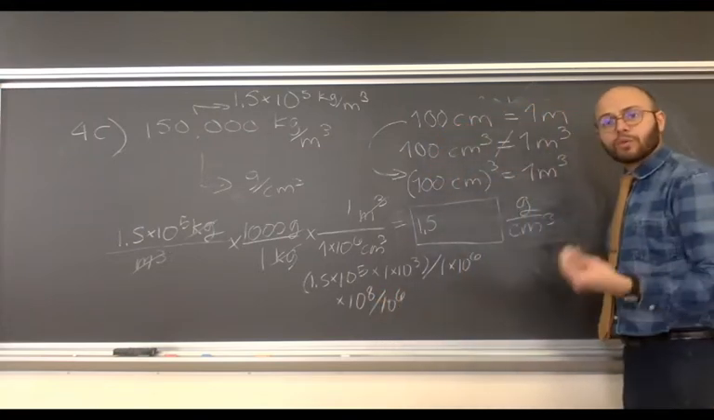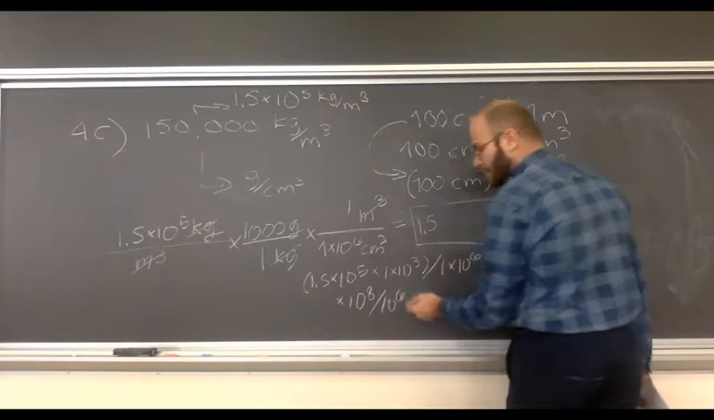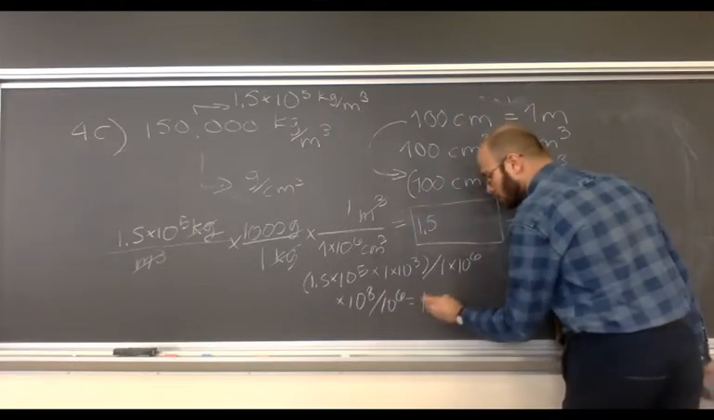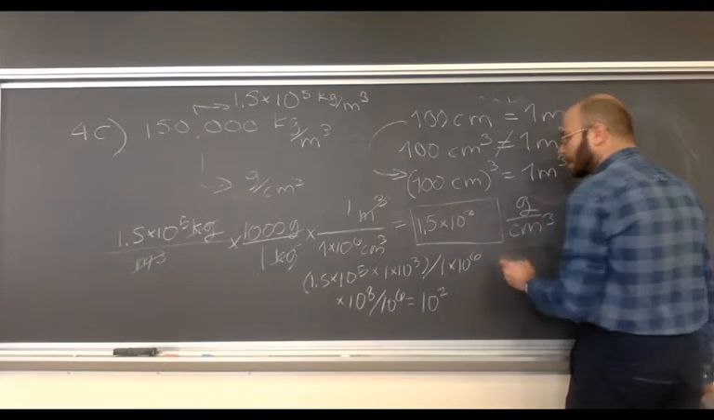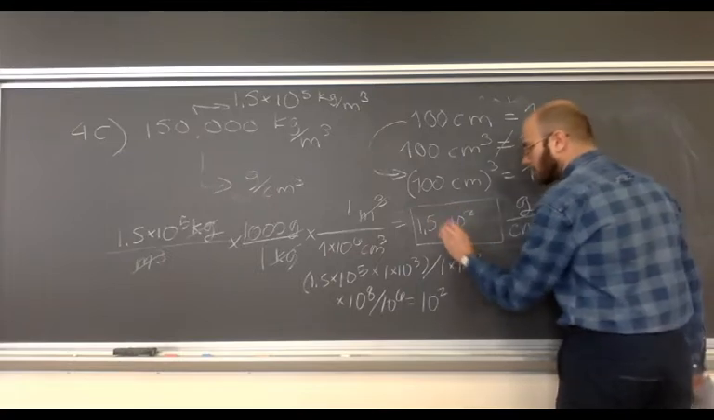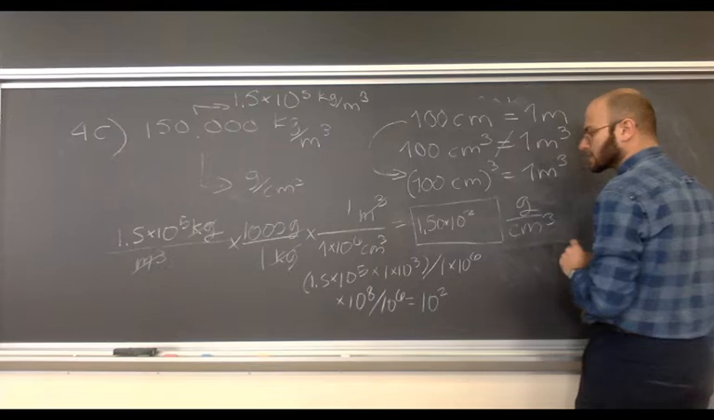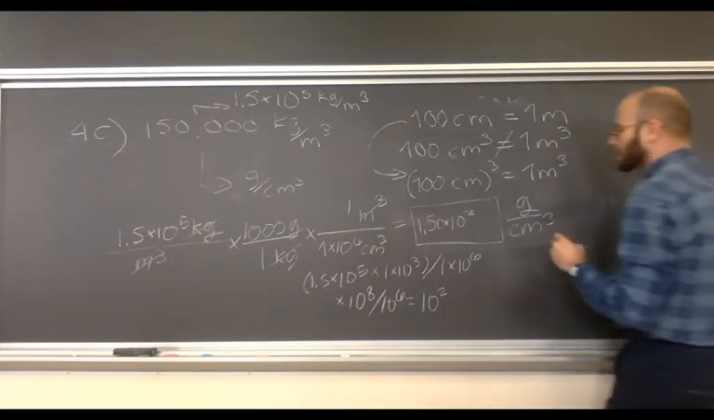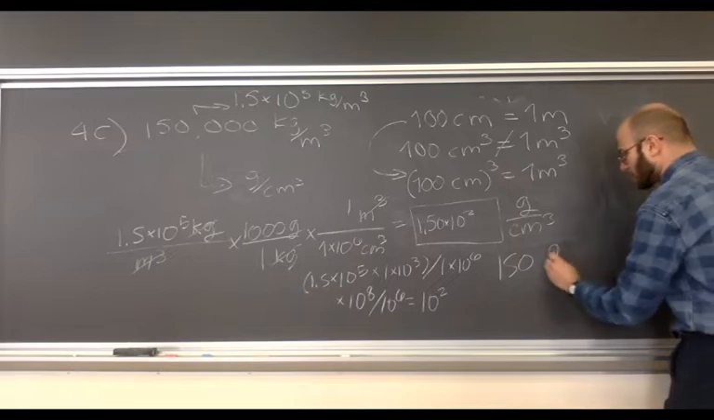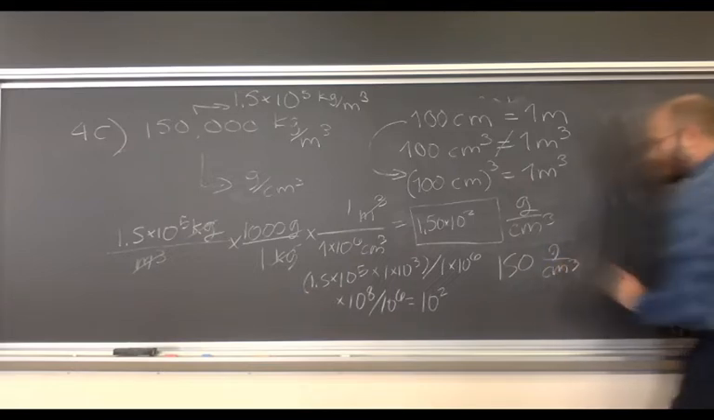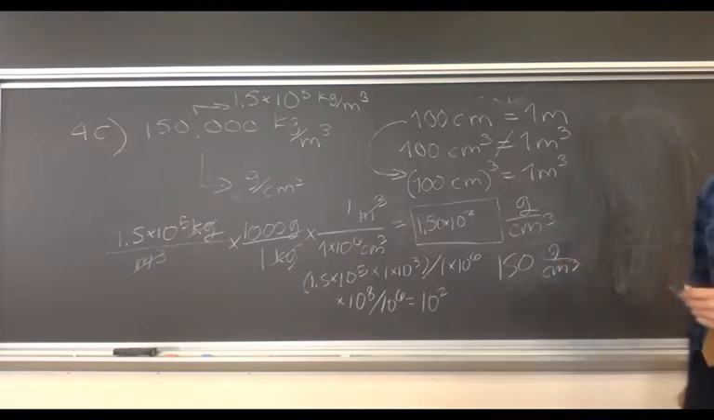And if we remember when we're working with exponents, we will just subtract these with division. And so this will be equal times 10 to the 2. And so our final answer in scientific notation, with 3 significant digits, is 1.50 times 10 to the 2, though on the exam I also accepted 150 grams per centimeters cubed as a very proper answer as well.